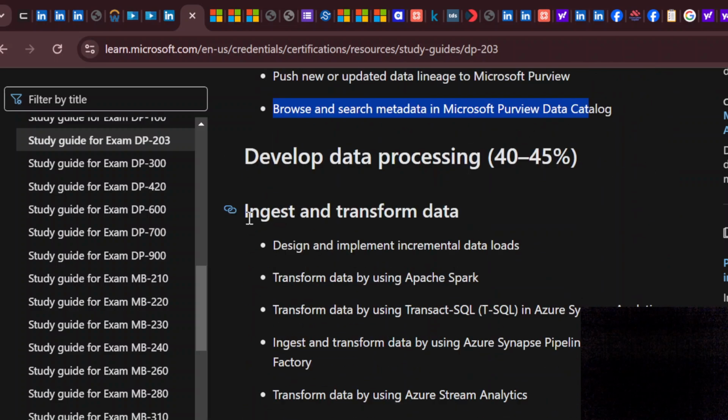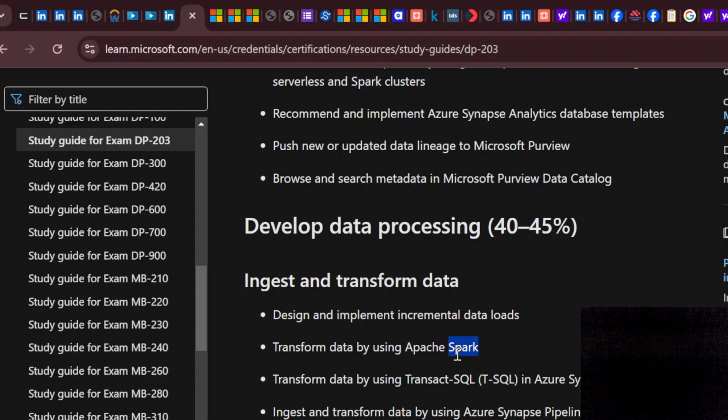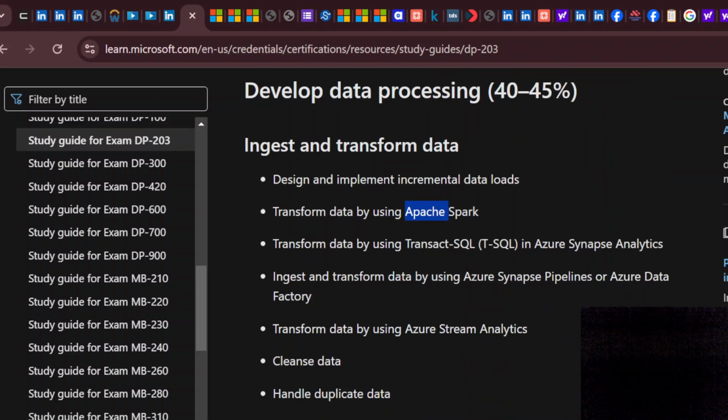You develop data processing, so ingest and transfer. Implement incremental data loads always. Transform data using Apache Spark. So here the Spark clusters we found out, right? Spark is a parallel processing framework for transforming data, and part of the data ingestion as well. Transform data by using Transact SQL in Azure Synapse Analytics.